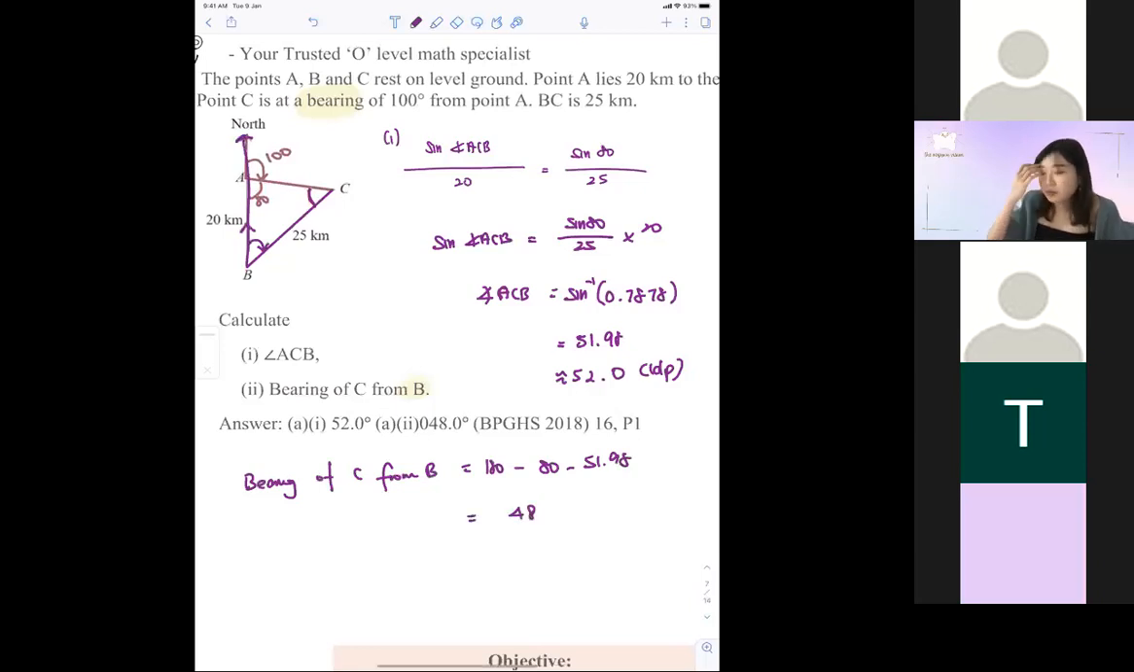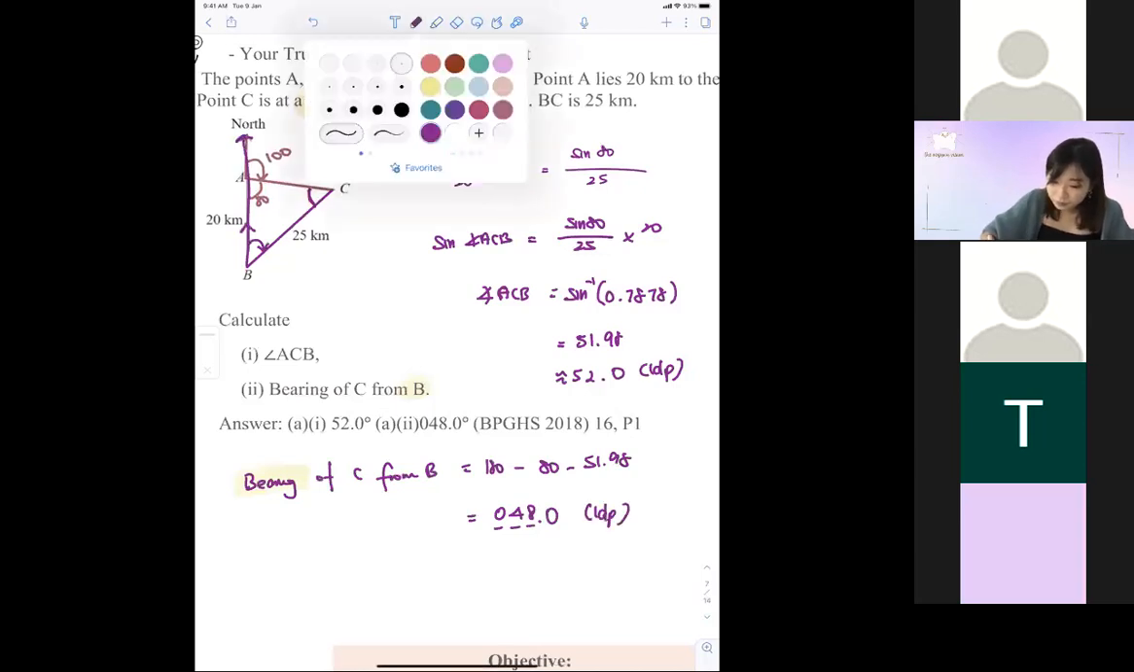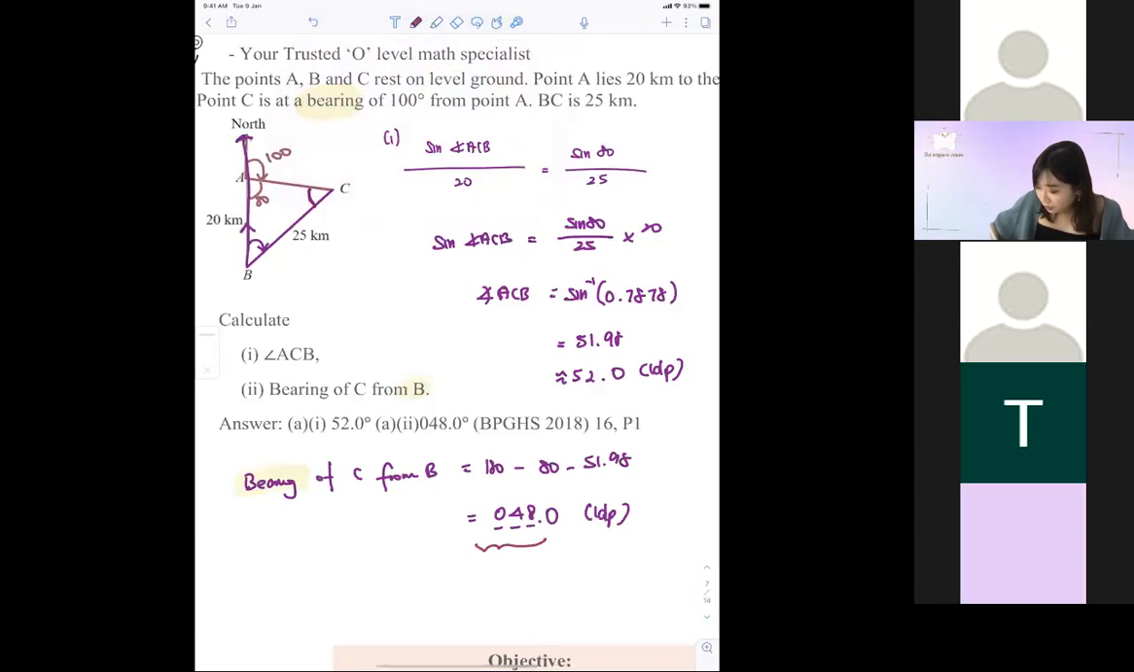You get 48. Okay, there's a problem here. Even though it's 48.0, you still must put. And for bearing question, you need 3 digits before the decimal. So you must put a 0 here. Make sure you have 3 digits before decimal, for bearing question.